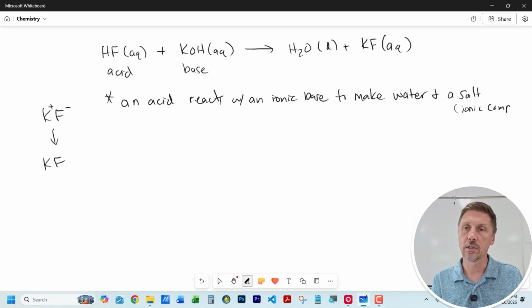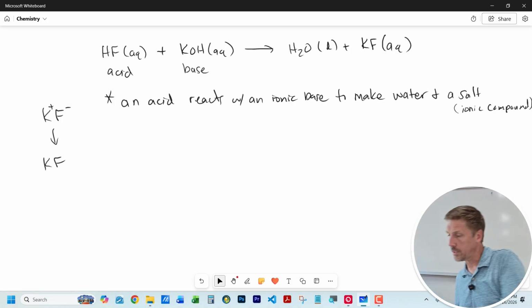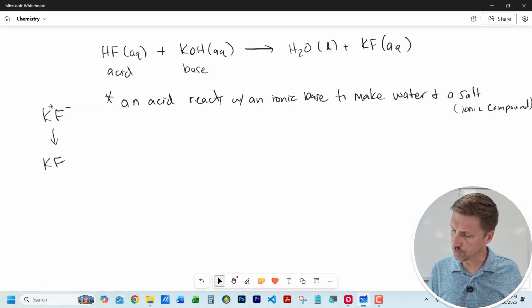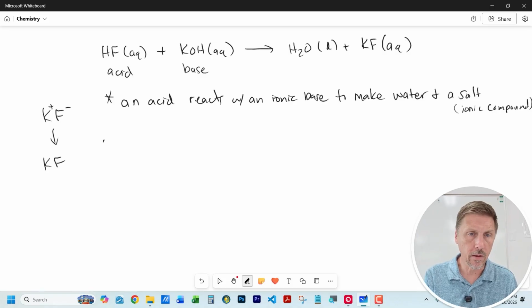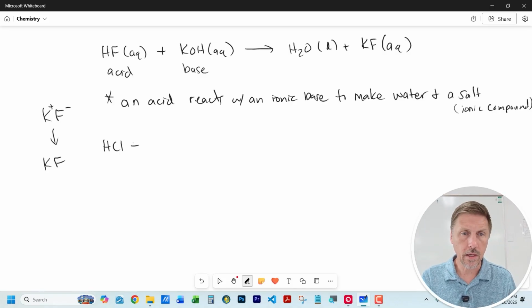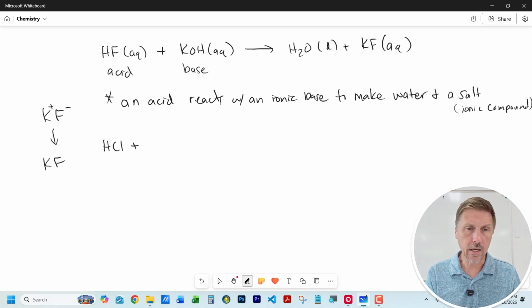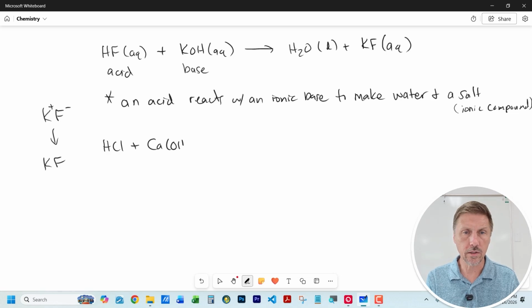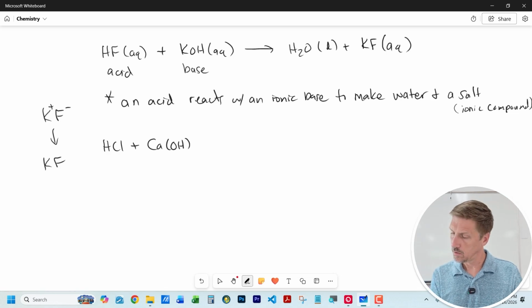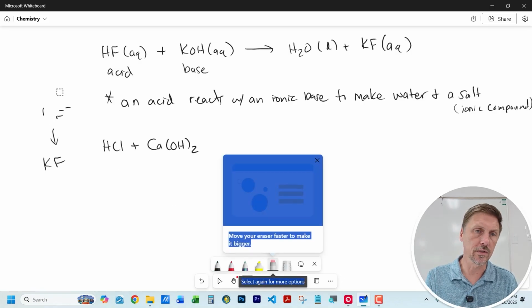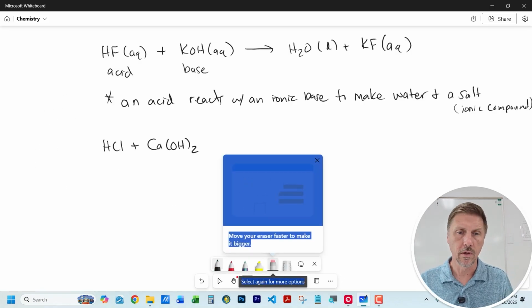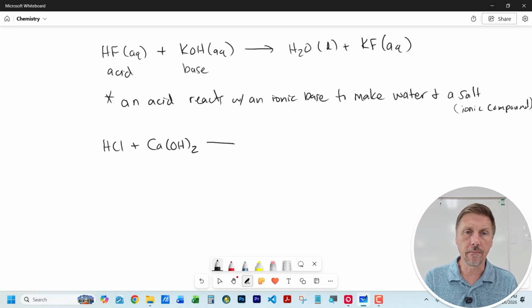Okay, so let's look at example 11.3 real quick. And following this rule, see if we can figure out what the chemical equation is for the reaction between HCl and Ca(OH)2. All right. Let me erase this here just so it doesn't confuse us. There we go. And so let's think about that.